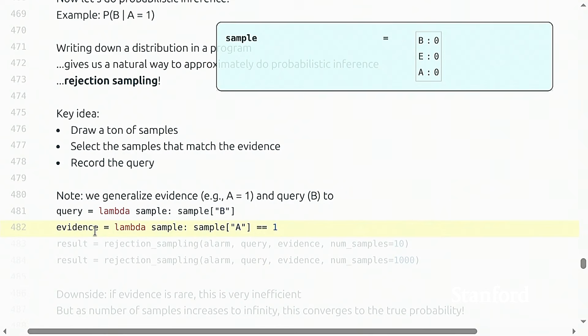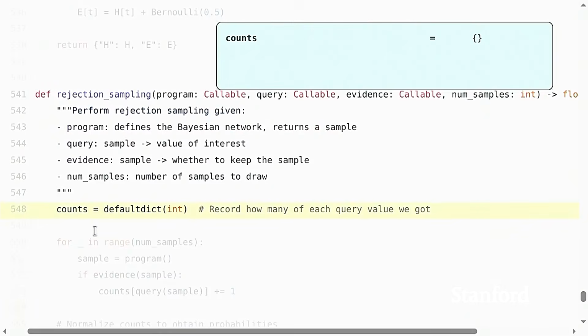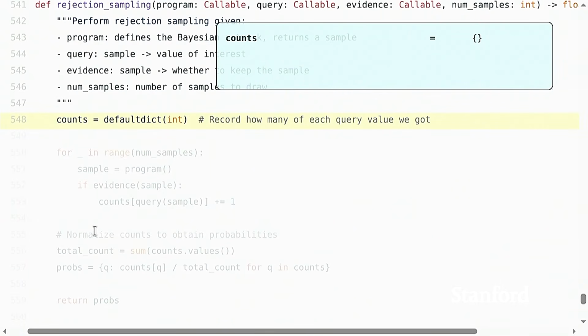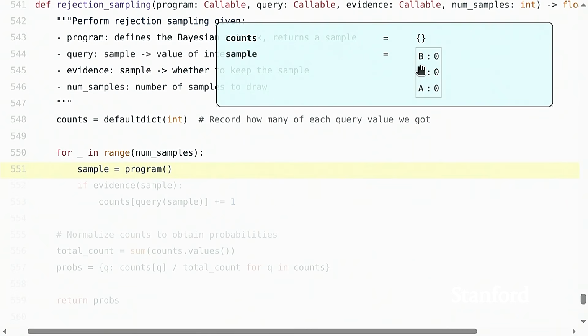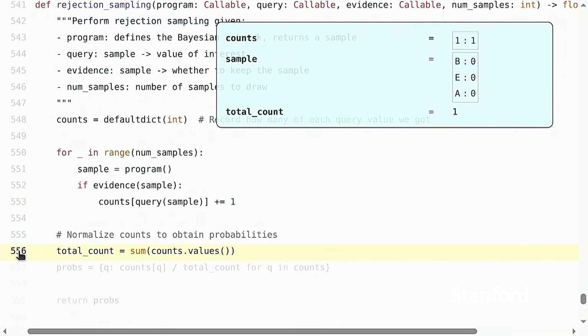Okay, so now rejection sampling is literally 5 lines of code. Okay, for some definition of 5. So I'm going to keep track of counts here. I'm going to iterate number of samples times. I'm going to draw a sample, and I'm going to test whether the evidence of that sample is satisfied. And then if it is, then I increment the counts. I don't think in this run I'll actually get a sample. But if I did, it would increment the count. And I get 1, I guess.